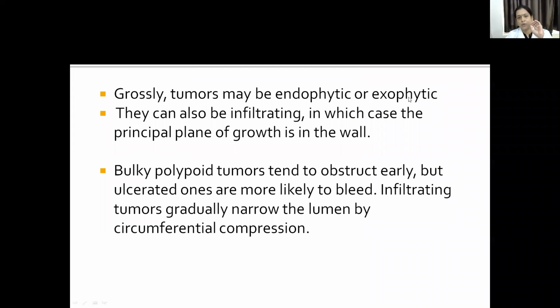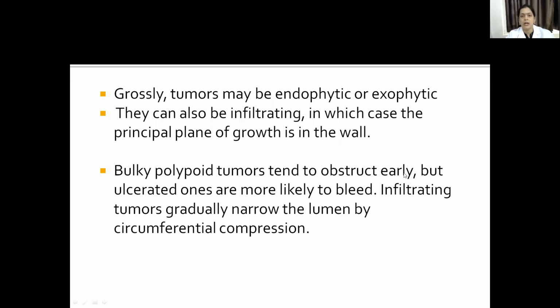And here it can be endophytic or exophytic. Endophytic is that it can go into the lumen, or exophytic outside of the lumen, and then there can be infiltrating, which can be just the plane of the wall. They can just grow through the plane of the wall. It can be just like a thickening. You put 2 papers together, 3 papers together. It's just thickening of the wall. Finally, you know that it is carcinoma when you do a cross examination in microscopy. So bulky polypoid tumors tend to obstruct early.